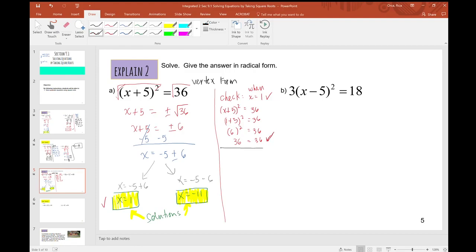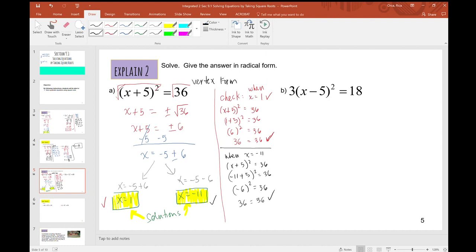Okay, now let me show you how to check x equals -11. When x equals -11, we have x plus 5 squared is equal to 36. That's -11 plus 5 squared is equal to 36. -11 plus 5 is -6, and -6 squared is 36. And 36 equals 36, so it does check. Make sure you check your work.